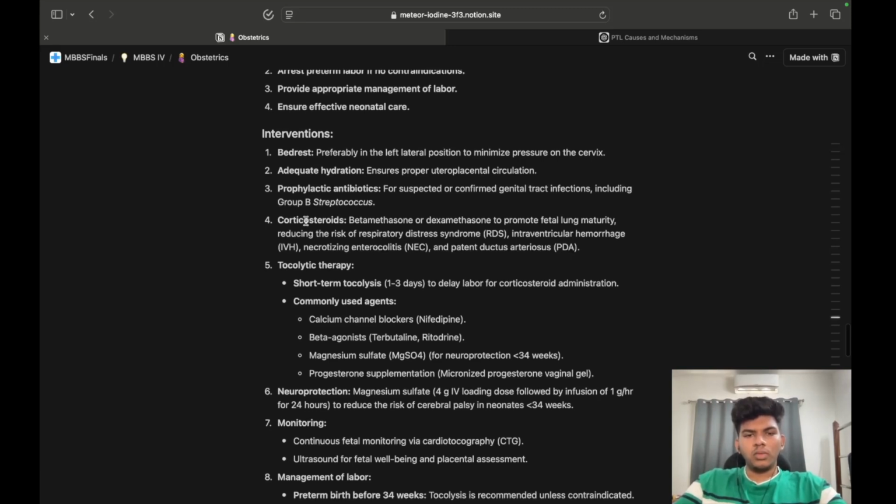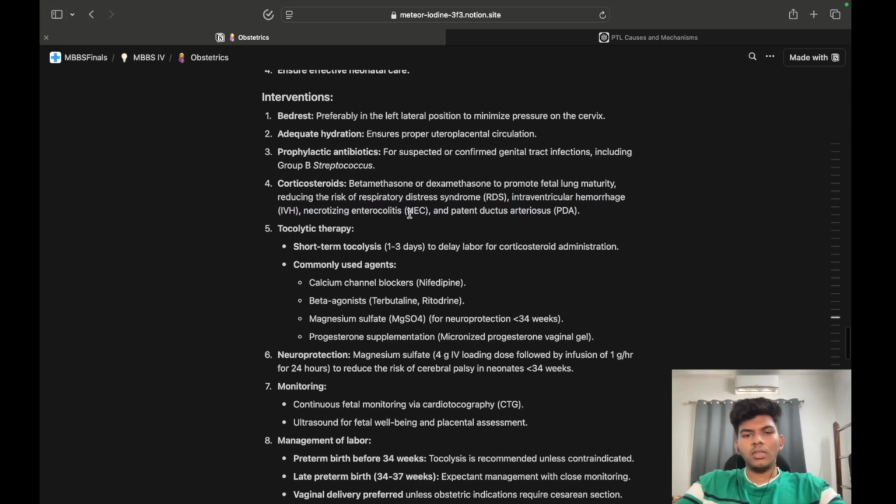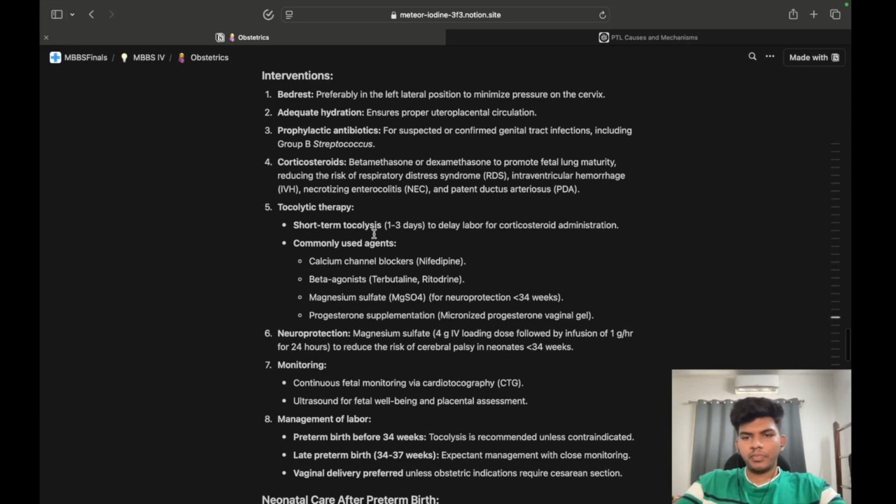Then coming to corticosteroids, the most awaited one: betamethasone, dexamethasone, to promote fetal lung maturity, reducing the risk of fetal respiratory distress syndrome, intraventricular hemorrhage, necrotizing enterocolitis, and patent ductus arteriosus. All these things are tackled with corticosteroids.